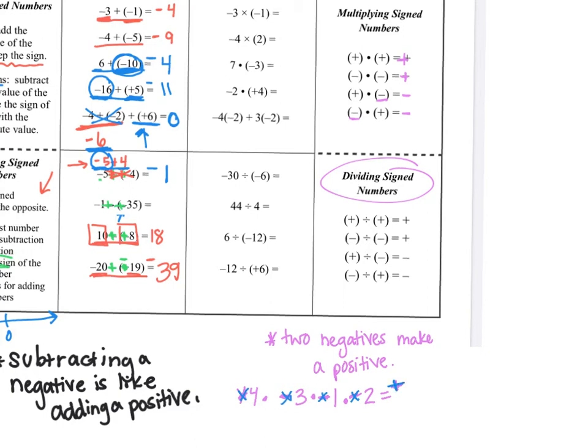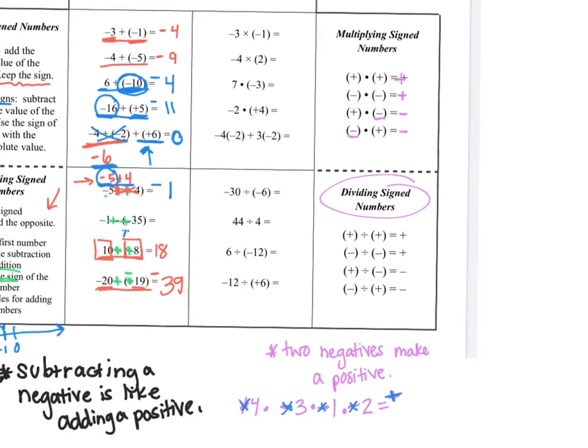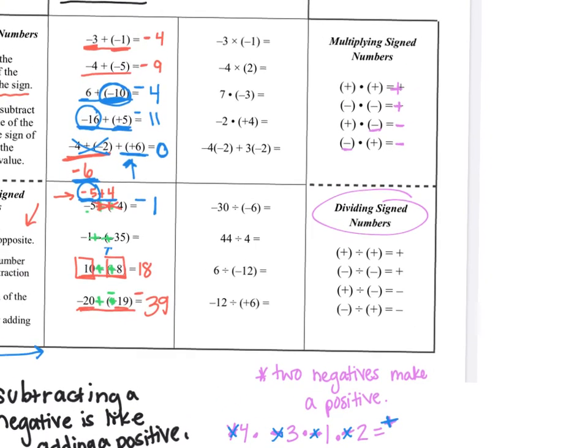Okay? So let's come up here and let's solve some of these problems. All right? So I have 3 times 1 is 3. I have 1, 2 negatives. Therefore, my answer is negative. The next problem, I have 4 times 2 is 8. I have 1 negative.